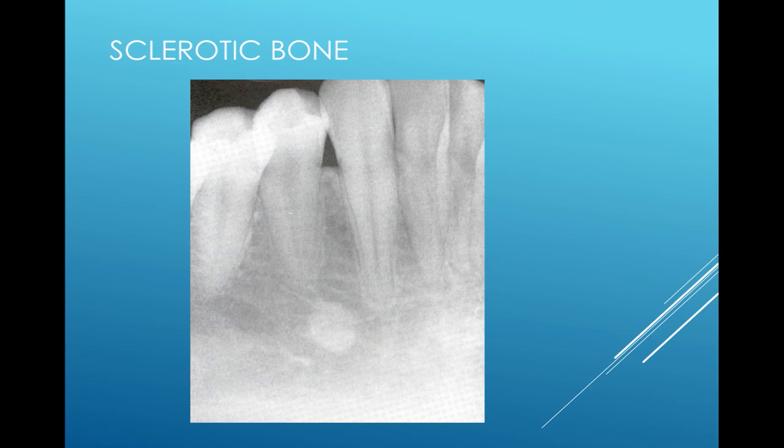The next one we have is sclerotic bone. Sclerotic bone is going to be a well-defined radiopacity seen below the apices of vital, non-carious teeth. Its cause is unknown. It's not attached to the tooth. It varies in size and shape, it can have either smooth or irregular borders, and it's asymptomatic.